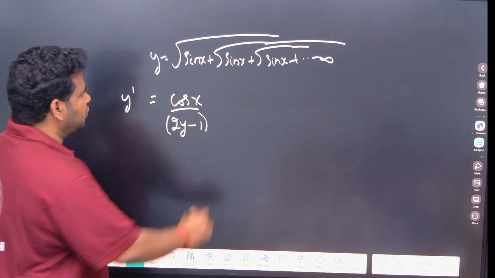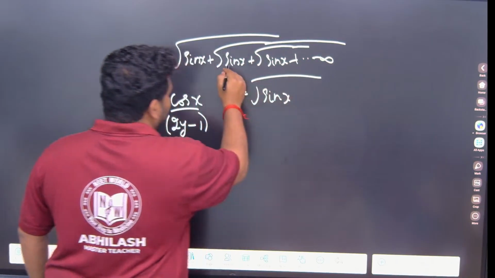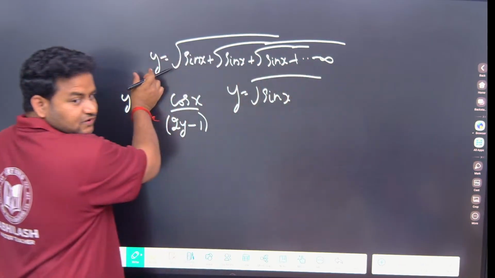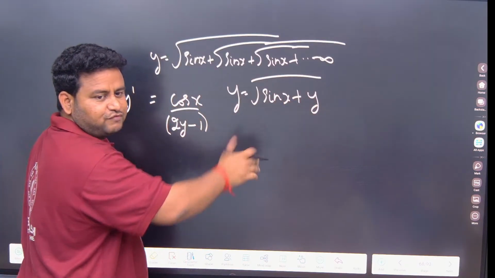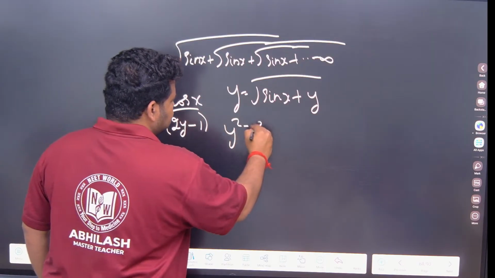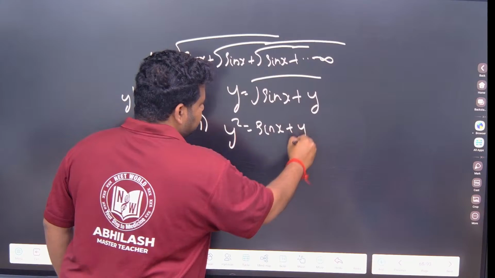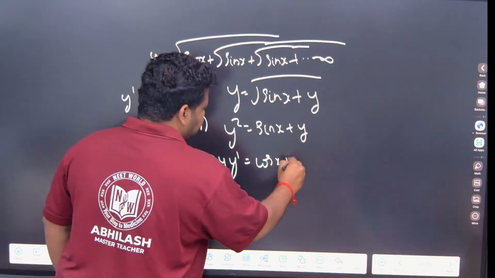Otherwise, normally if you do it, what will happen? y is equal to root sin x plus root sin x up to infinity, which is y itself. So root sin x plus y. You will square on both sides, then you will get y square is equal to sin x plus y. Then you will differentiate: 2y into y dash is equal to cos x plus y dash.